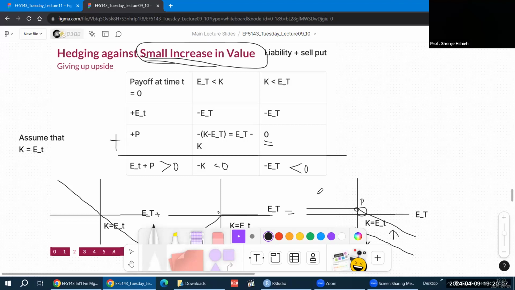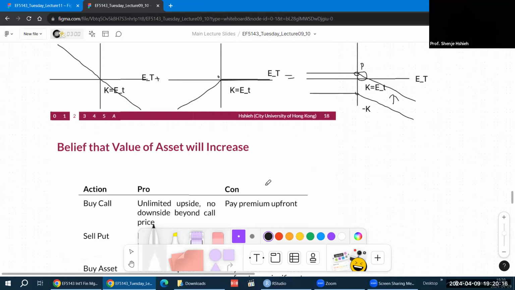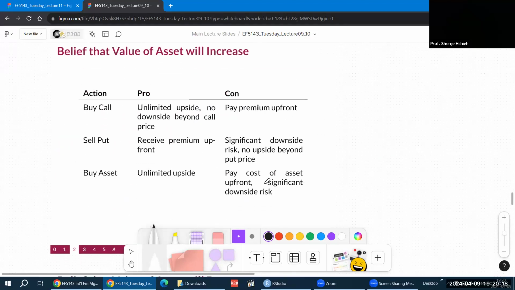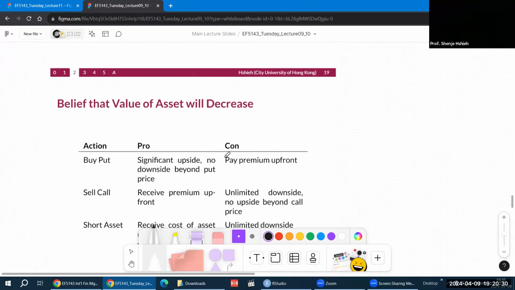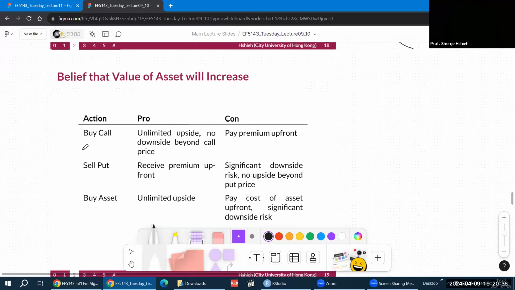All right, so anyways, whether you go long call, long put, short call, or short put, they give you different types of protection. This is the basic takeaway. Here's a summary. If you buy a call, the call itself gives you unlimited upside, no downside. If you buy a put, you get upside in the other direction, and you get downside protection on the other side. But the cost of these positions is that you have to pay a premium up front.